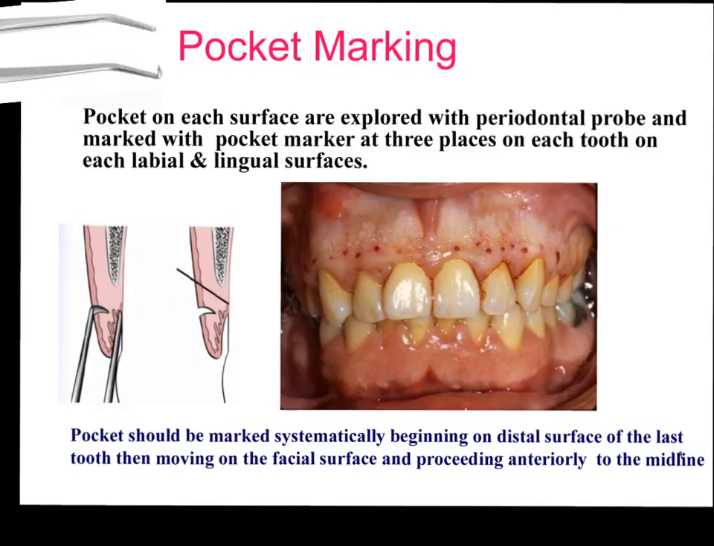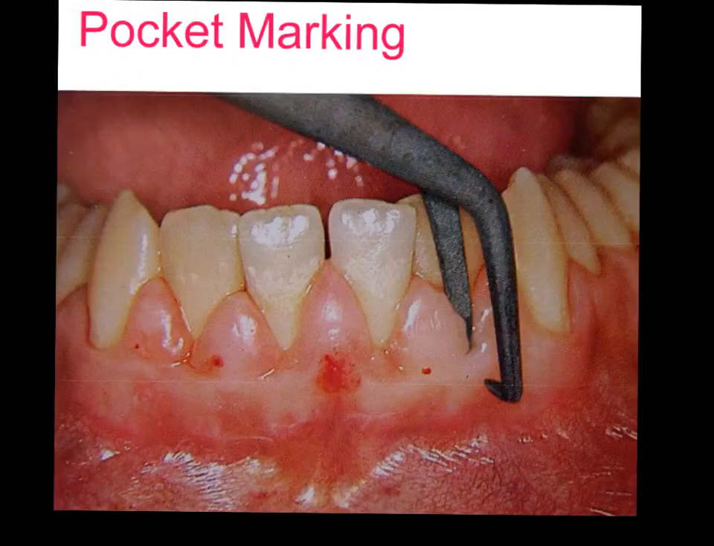The pocket should be marked systematically, beginning on the distal surface of the last tooth, then moving on the facial surface and proceeding anteriorly to the midline. So you start from here till here, and from here till here. You start distally to the midline. This is the pocket marking.